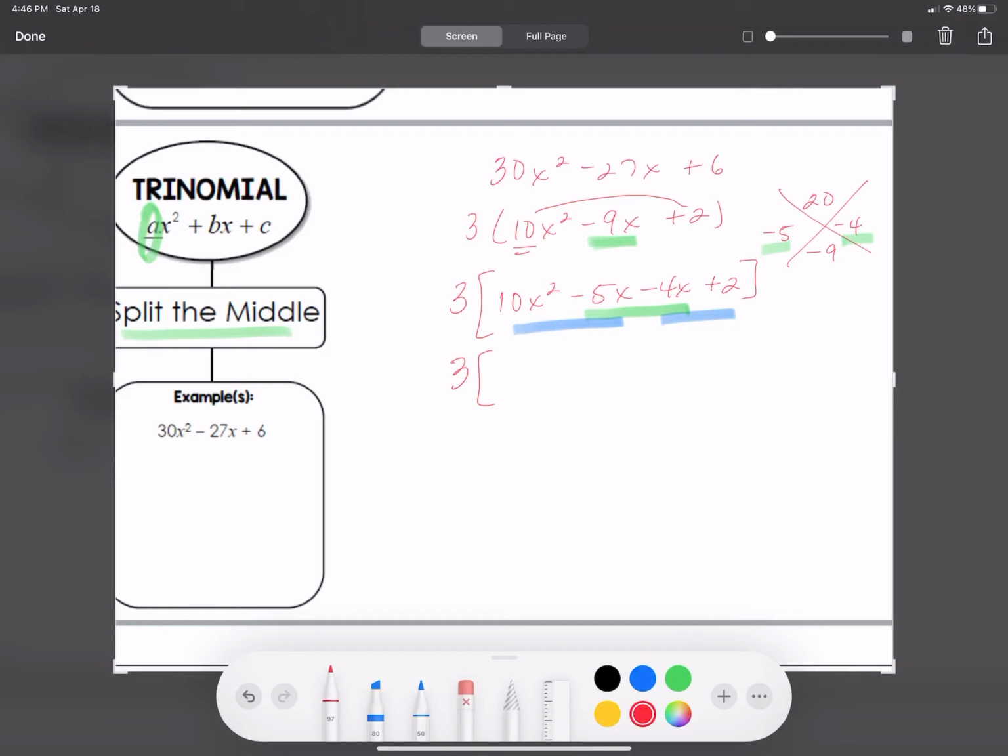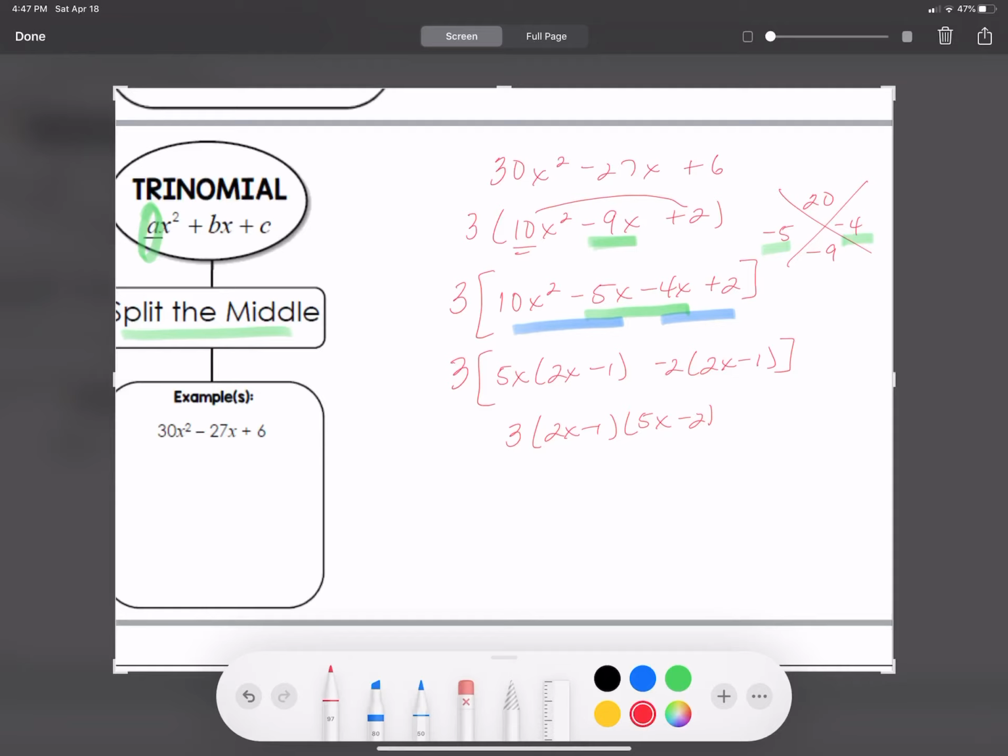The greatest common factor of my first group would be 5x. If I pull out 5x, I'm left with 2x minus 1. Remember, I want to get the same factor from that second group. In order to do that, I had to pull out a negative 2. So my final factored form is the 3, the common factor, 2x minus 1, and then the GCFs put together, 5x and negative 2. And that's my final factored form.